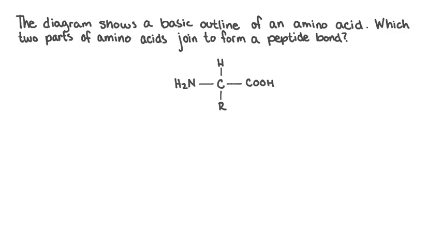The diagram shows a basic outline of an amino acid. Which two parts of amino acids join to form a peptide bond? This question shows us a simplified chemical diagram of an amino acid. It asks us to recall what we know about how two amino acids bond together.